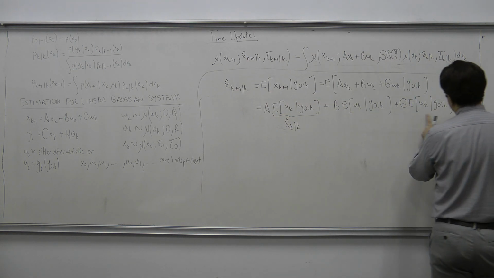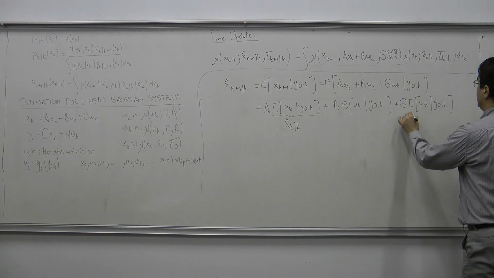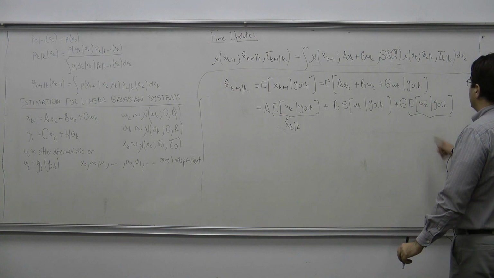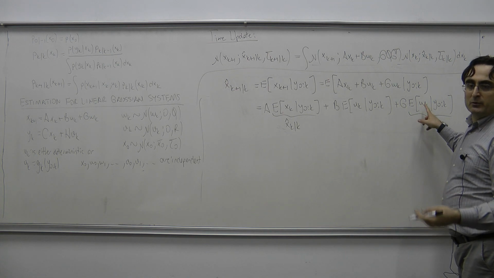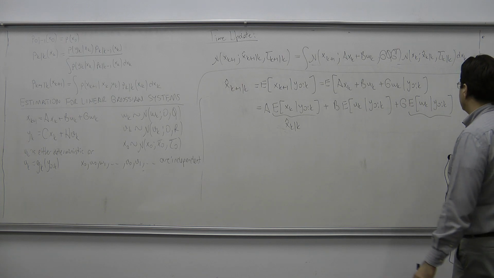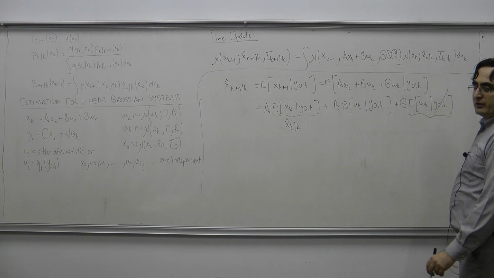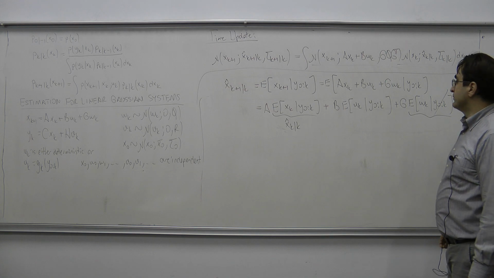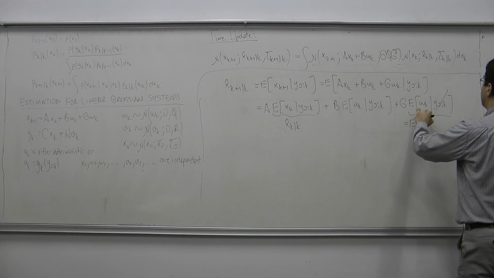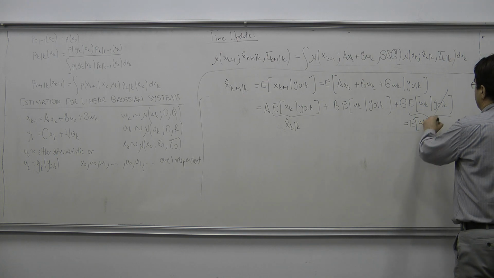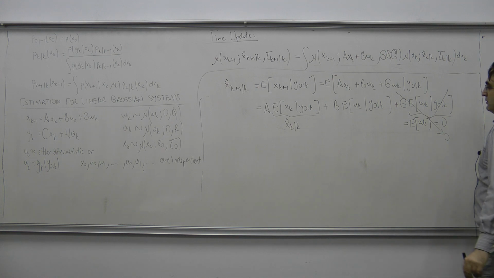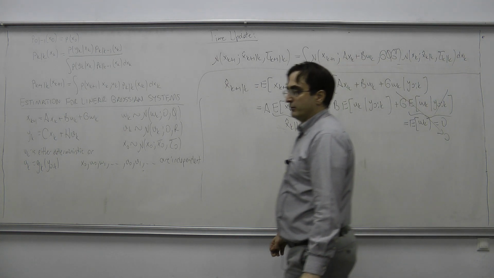And let us go to the second easier term. This is going to be G expectation of wk given y0k. Really, wk is independent of everything in the past and in the current. So this given condition does not mean anything for the randomness of wk. That means that this is equal to the expected value of wk, and that means that this is equal to 0. So this term is overall equal to 0.